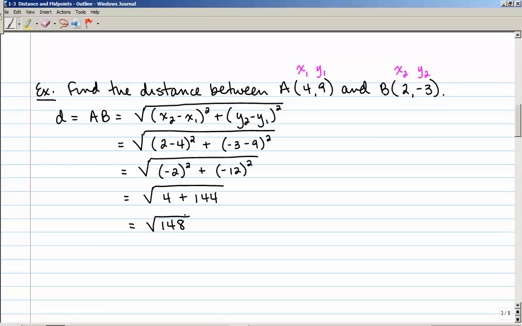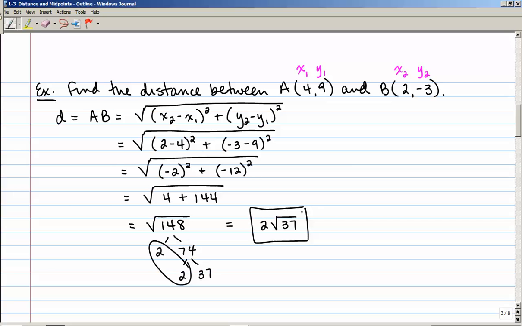And just as a quick little algebra review, let's go ahead and simplify that radical. So when I factor tree that, I get 2 and 74. And 74 turns into 2 and 37. So these guys can buddy up and go on the outside. So this is the same as 2 square root of 37. So the length of that segment is 2 square root of 37 units long.